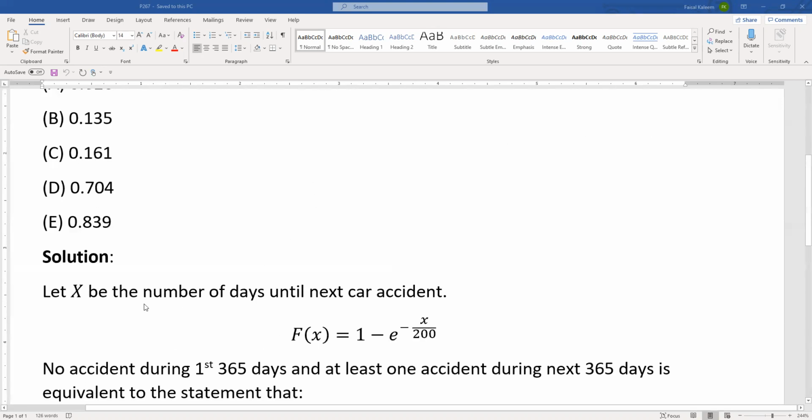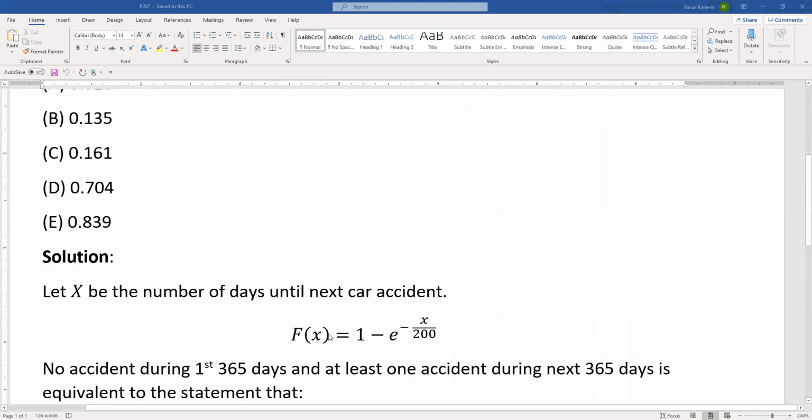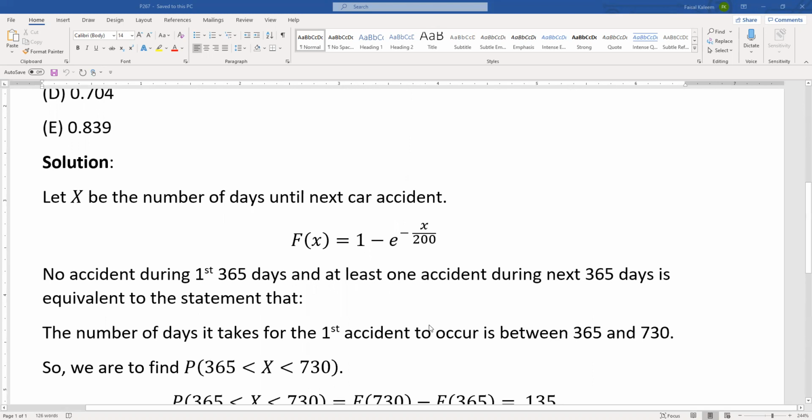So if we let X be the number of days until the next car accident, or until the first car accident from now, then we are given that X is exponentially distributed with mean 200. That's right. That's the time until the next car accident is exponential with mean 200. So big F of x would be 1 minus e to the negative x over 200. So as we said, no accident in the first 365 days and at least one accident during the next 365 days is equivalent to saying that the number of days it takes for the first accident is between 365 and 730.